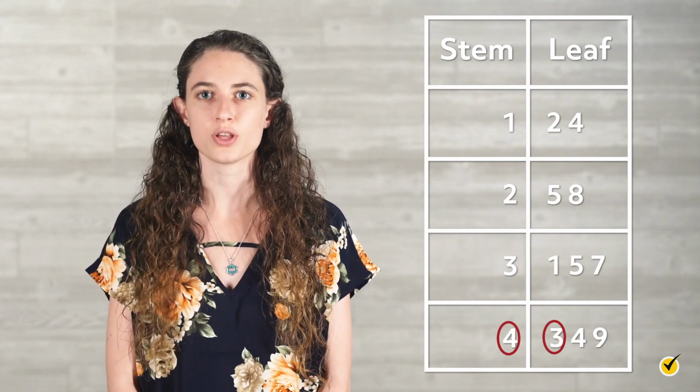In the table shown, the stem column shows the tens place for numbers that appear in the dataset. The leaf column shows the ones place for each data value. The data values with 1 in the tens place are 12 and 14. The data values with 2 in the tens place are 25 and 28. The data values with 3 in the tens place are 31, 35, and 37. The data values with 4 in the tens place are 43, 44, and 49.